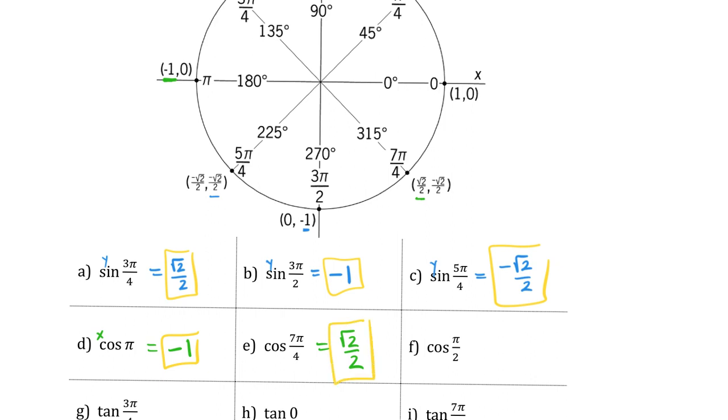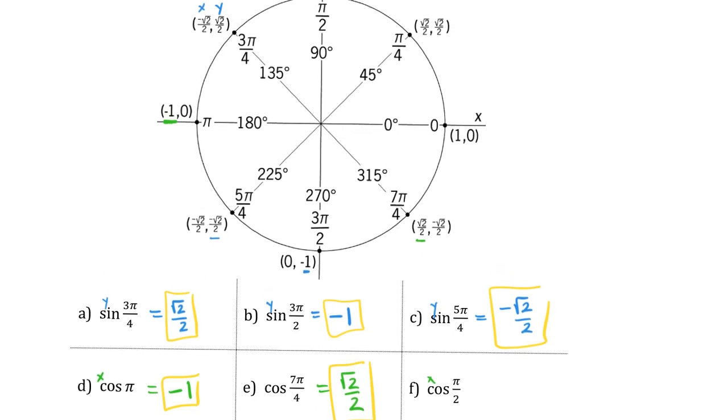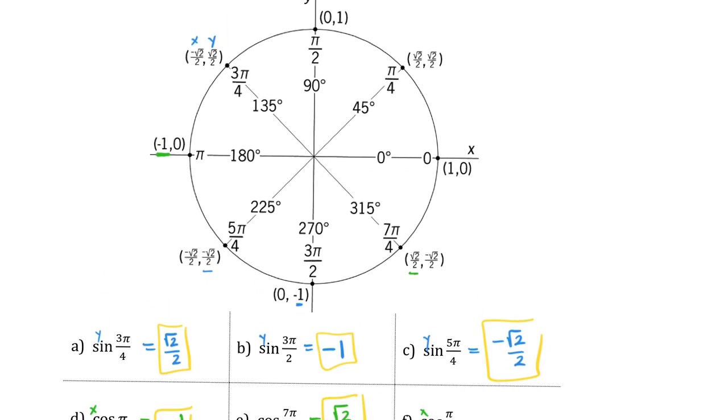Okay, cosine of pi over 2. Cosine is the x coordinate. Where's pi over 2? It's way up there. So this is pi over 2. The x coordinate at pi over 2 is 0.